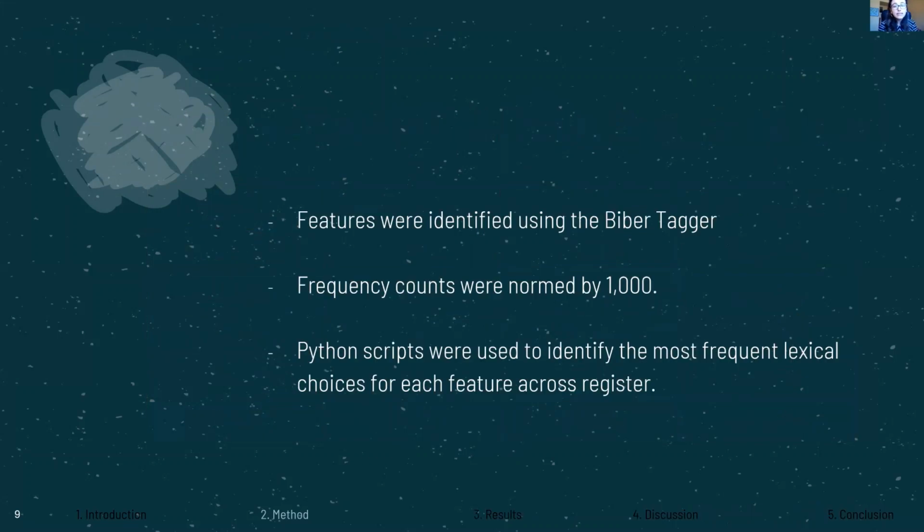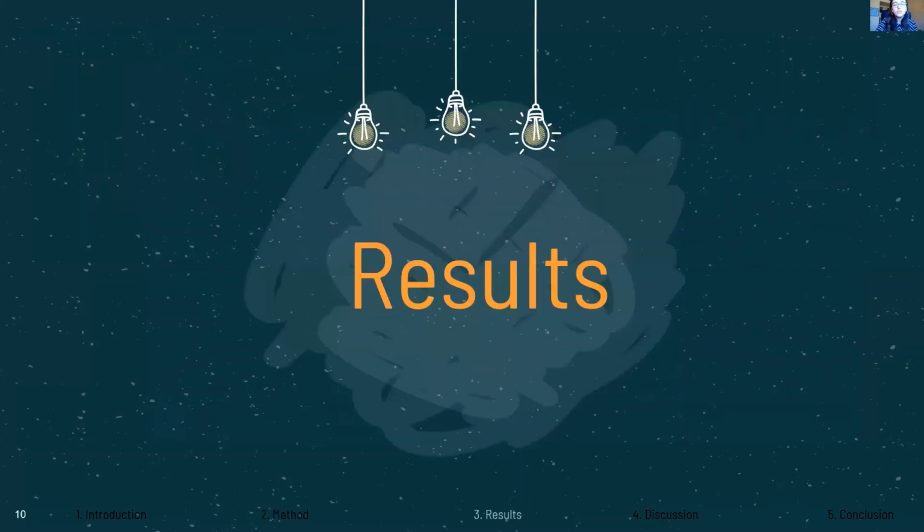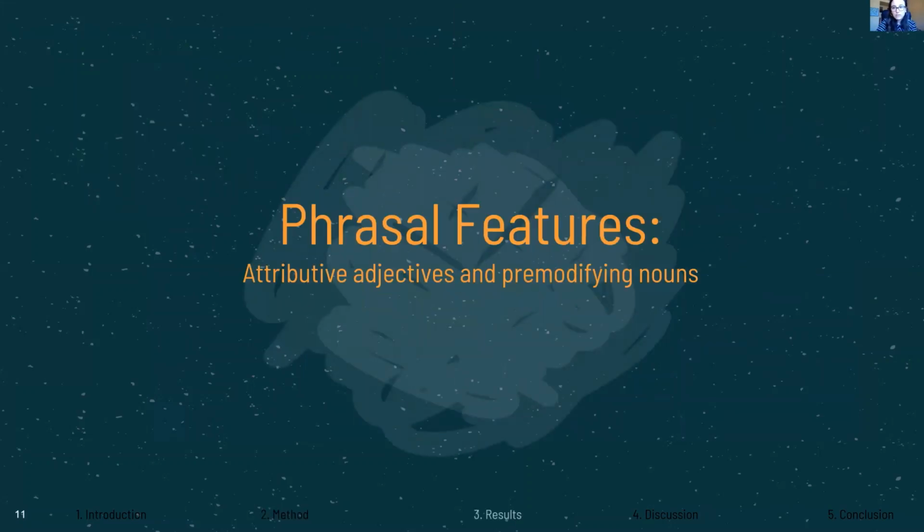And for the analysis, I identified the features using the Biber tagger, and the frequency counts were normed by 1,000. And then I wrote some Python scripts in order to extract the most frequent lexical choices for each feature across register. So for the results, again, I'll focus here on the lexical choices students made.